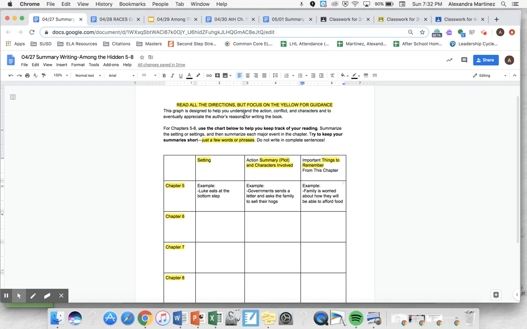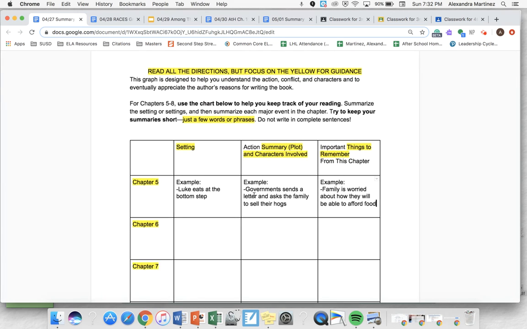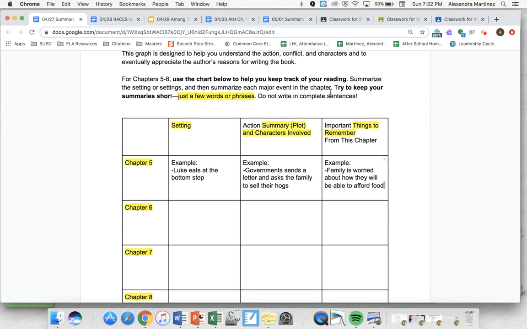So this graph is designed to help you understand the action, conflict, and characters, and to eventually appreciate the author's reasons for writing the book. For chapters 5 through 8, use the chart below to help keep track of your reading. Summarize the setting or settings, then summarize each major event in the chapter. Try to keep your summaries short, just a few words or phrases. Do not write incomplete sentences. So this truly shouldn't be that overwhelming because you're not doing complete sentences. You're just trying to understand the basics of each chapter.